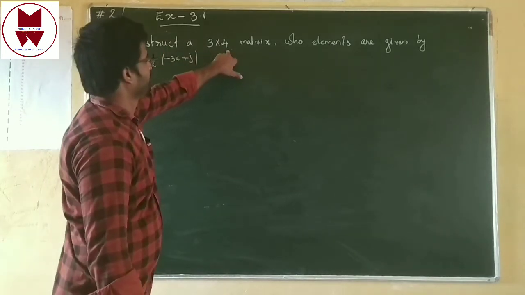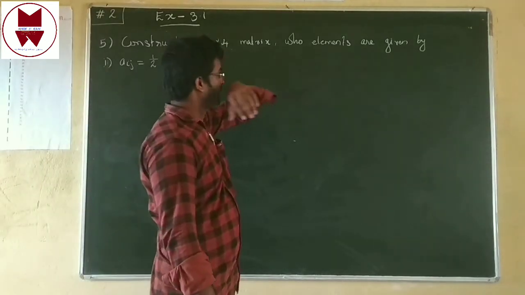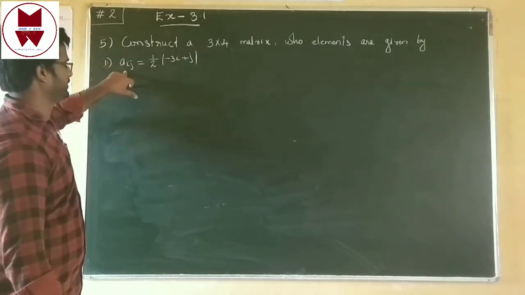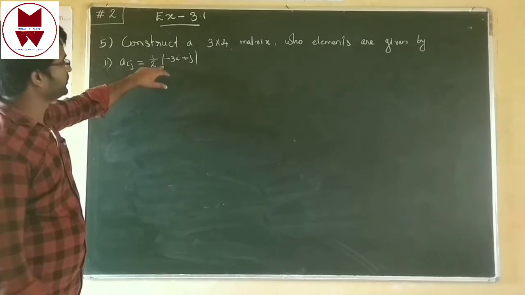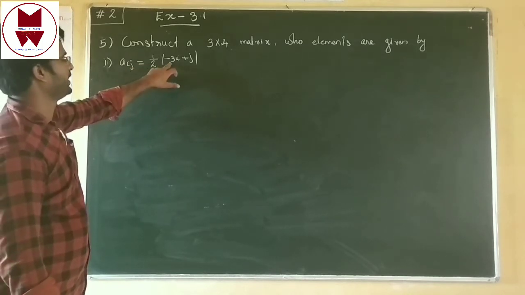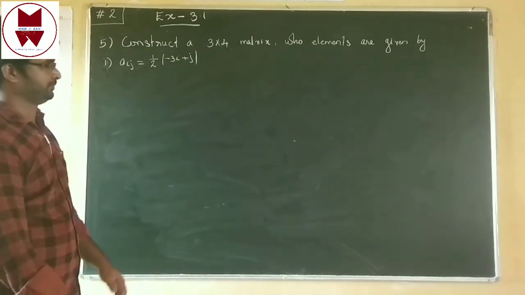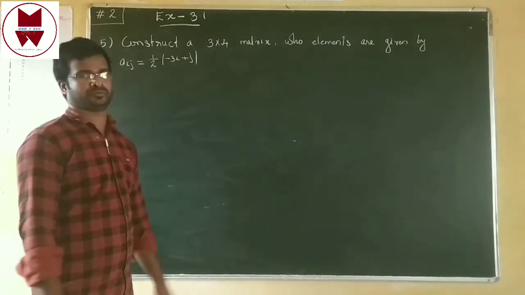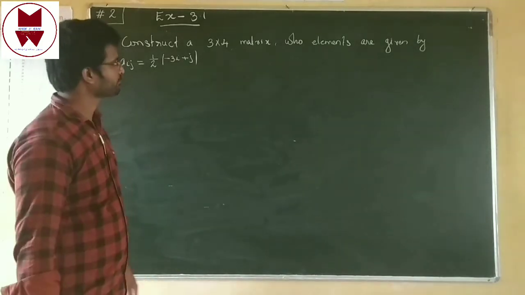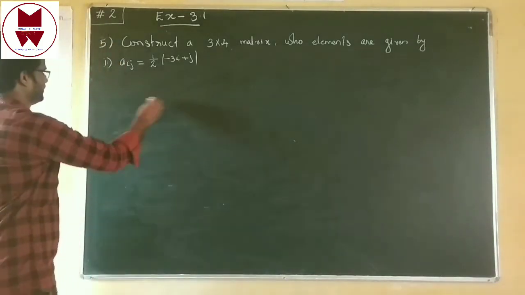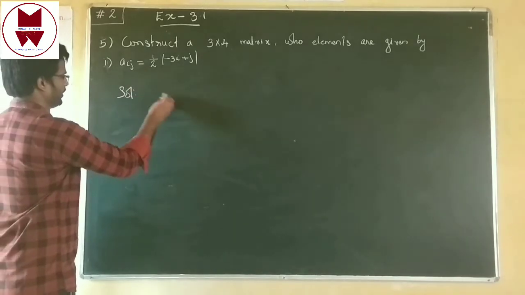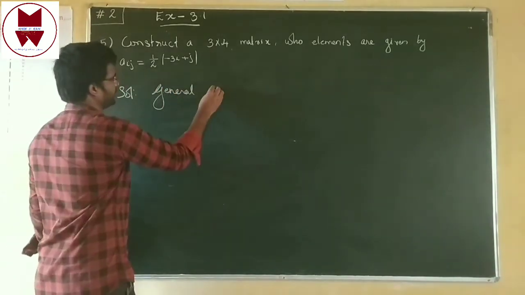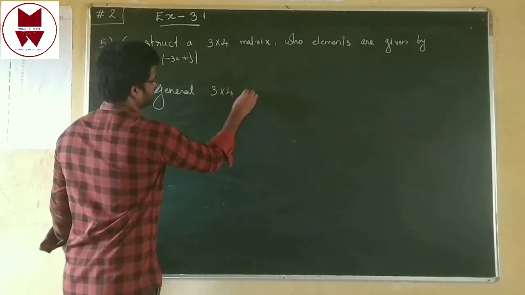Construct a 3 by 4 matrix with elements given by, first Roman number 1, Aij equals 1 by 2 modulus of minus 3I plus j. Then the previous question also similar. That's why I am not doing the complete problem. I'll give some hint. First, we have to write a general 3 by 4 matrix.